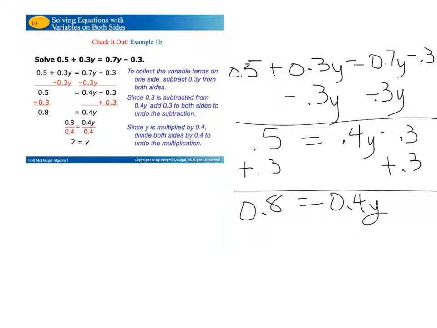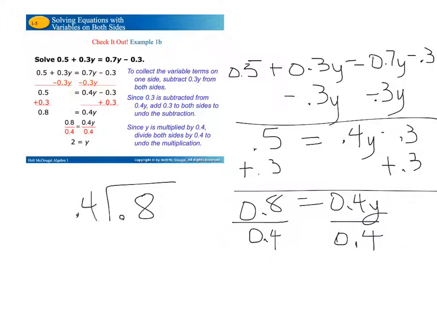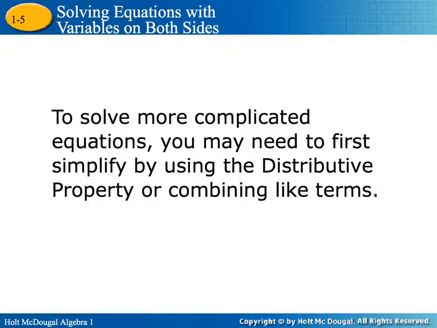I now divide 0.4 on both sides, the number with the letter. I will put the 8/10 inside the box and the 4/10 outside. Remember, you have to move it once here to make it a whole number. Move it once here. 4 goes into 8 2 times, and y equals 2. Good? Let's try another example.